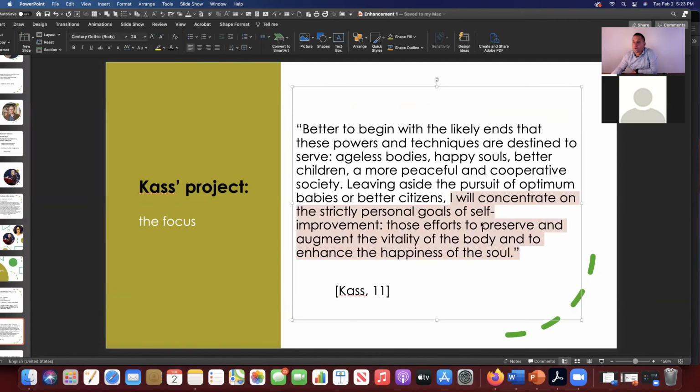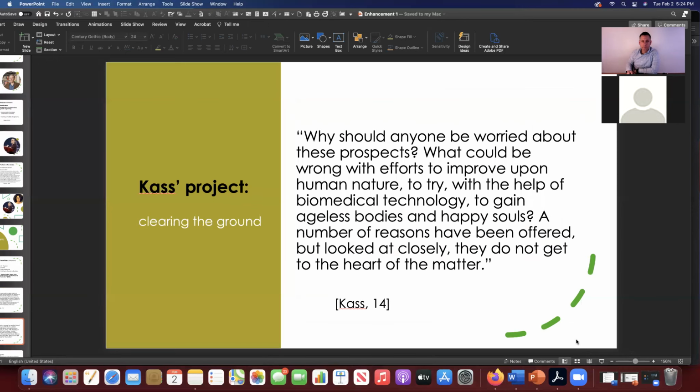Okay, strictly personal goals. So like self-improvement ideas, right? Those efforts to preserve and augment the vitality of the body, to have a healthier body, and to enhance the happiness of the soul, to have a happy soul, happy psychology, to be happy. Okay, so it's going to set these major topics aside and focus on these instead. And ultimately, he's going to be skeptical that we should use enhancement for these strictly personal goals related to self-improvement. Okay, so that further refines the project.